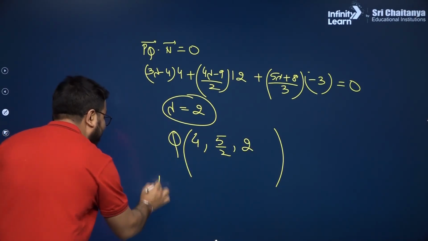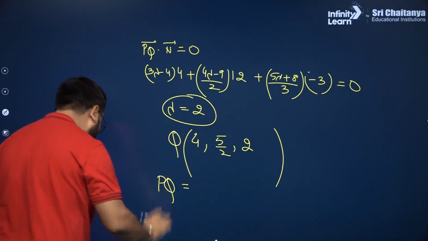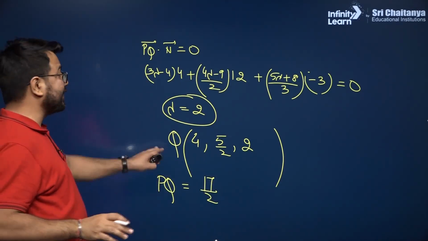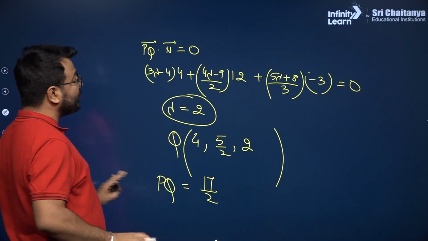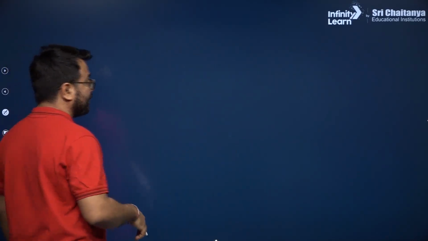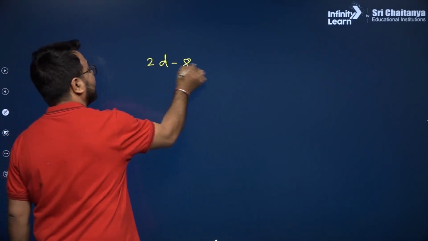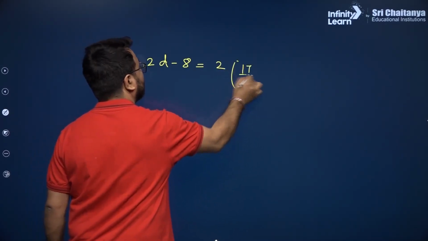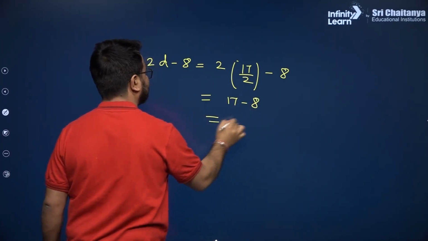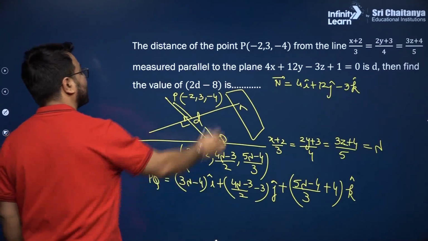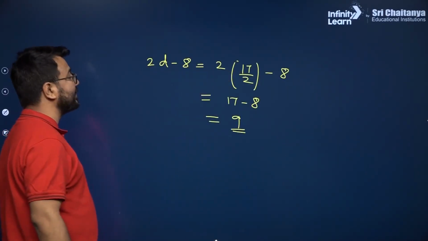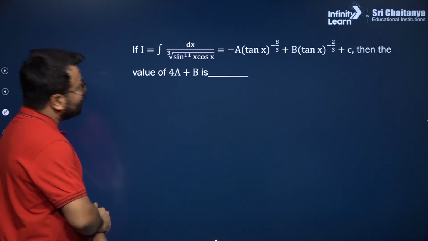So I will be able to get the PQ distance using the distance formula, that is 17 over 2. So here we are using the distance formula basically to get the PQ distance. They have asked us to write the value of 2d minus 8. So 2d minus 8 will be twice of 17 over 2 minus 8. So 2 and 2 will get cancelled, 17 minus 8, the result will be 9. So the answer of this question will be equal to 9. Are you able to understand how we are getting the result as 9? If this is clear to you, then we are moving to the next question.